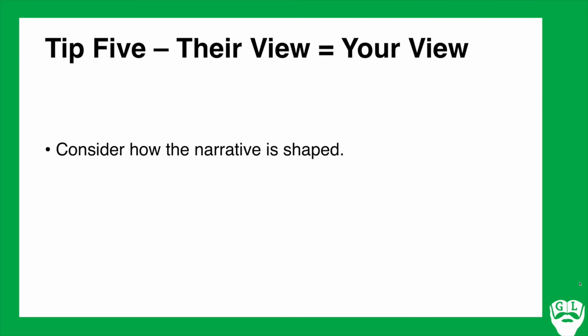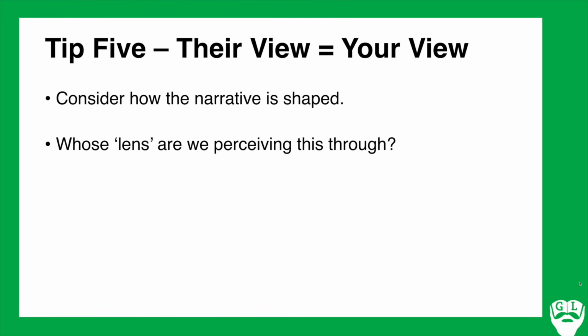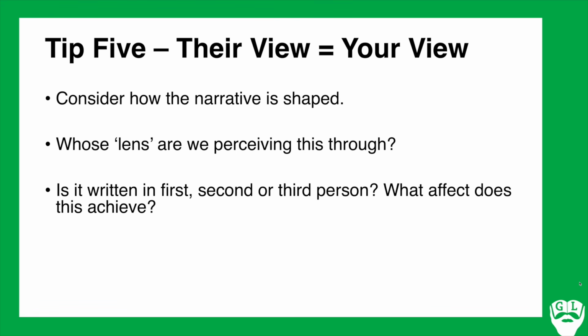Now, what do I mean by this? Consider how this narrative is shaped. You'll already see in my previous tip, I said how it will have a clearly defined beginning, middle, and end. But how do we perceive this? What lens are we perceiving this through? So, for example, is the text written in first person, second person, using you, your pronouns, or third person? And, whichever of these it is, what effect does this achieve on the overall narrative? That's always going to be vital, because you're always going to get some lens, some perspective by which to read this through. So it's important to make sure we have this.